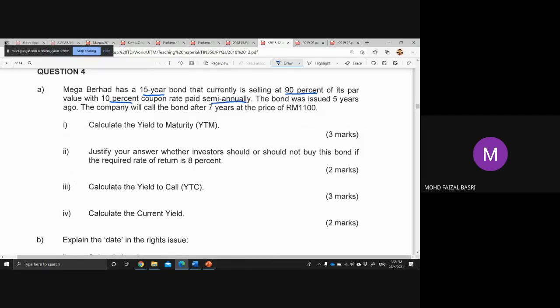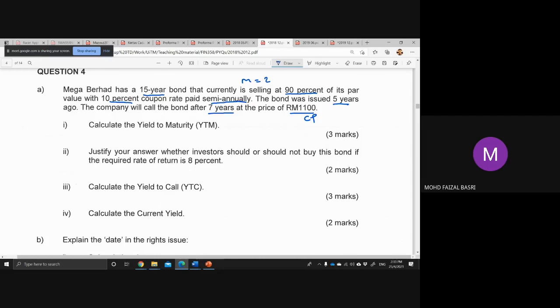So the M is very crucial because M equals 2 in this case. The bond was issued 5 years ago. So we have to shift our positions. And the company calls the bond after 7 years at the price of 1,100. So this is our call price.